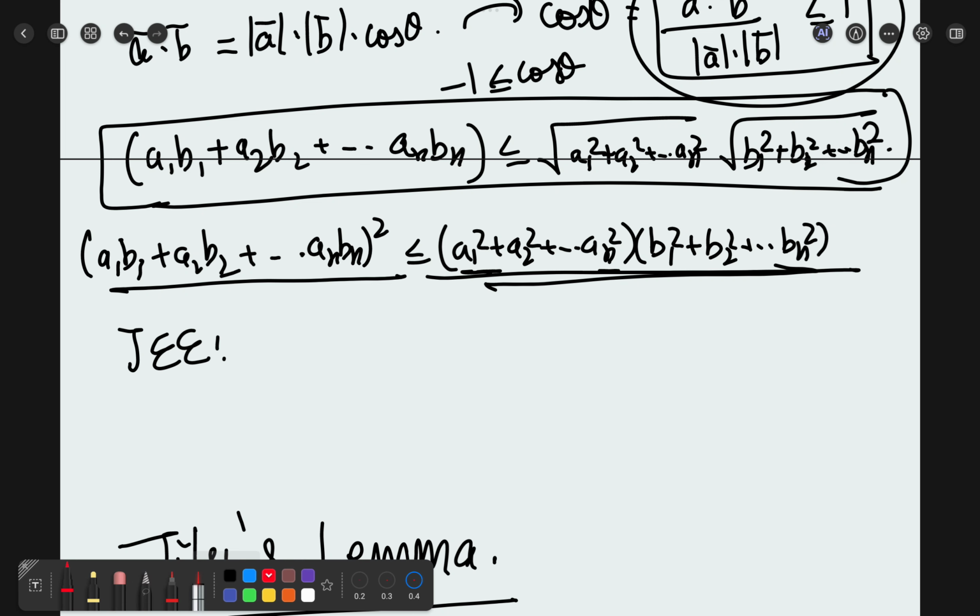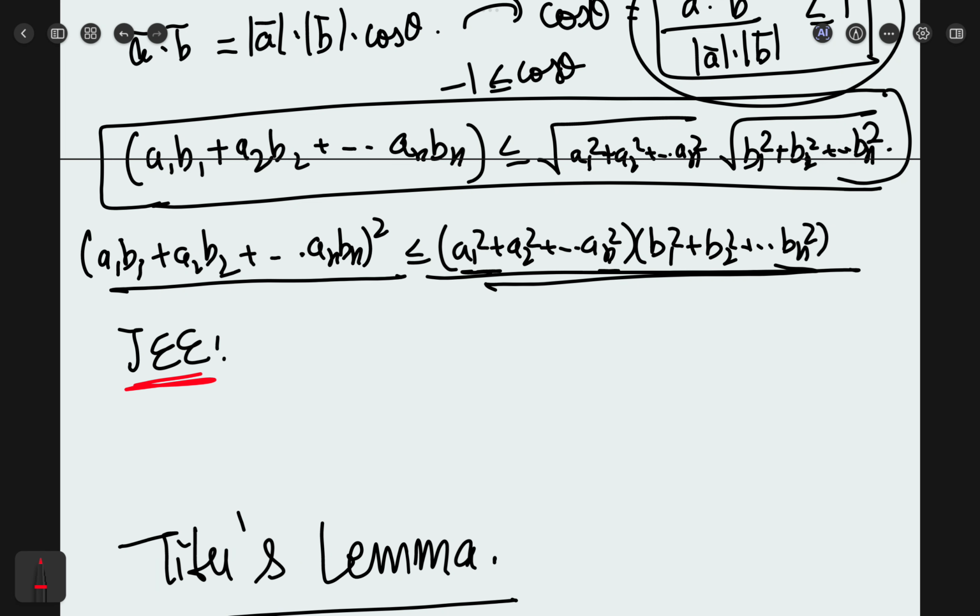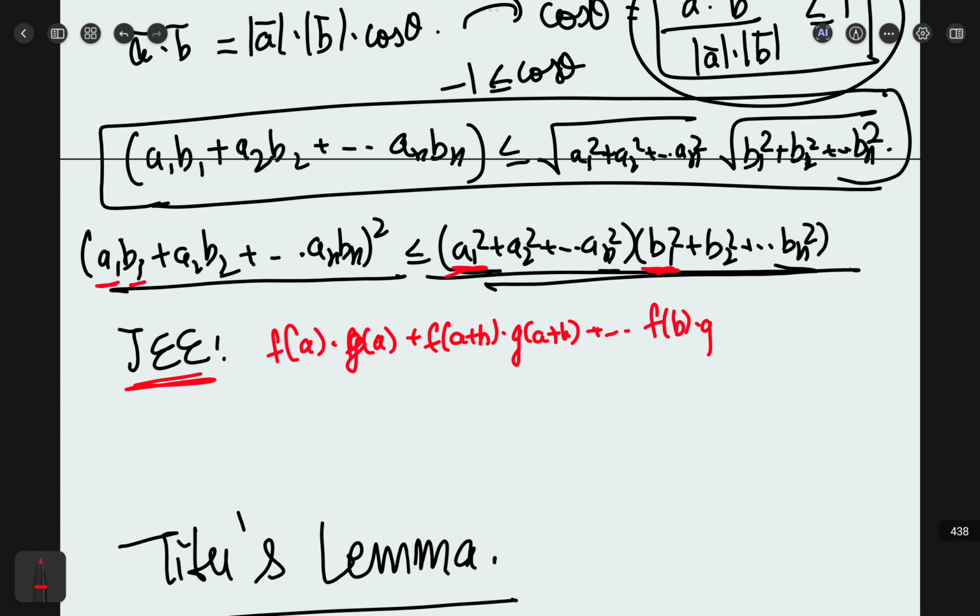Now let's try to get a form for JEE. So what I would do for this is that I would take, let's say, two functions f of x and g of x, and this would be some f square x and this would be some g square x. So I'm going to be writing something like f of a times g of a plus f of a plus h times g of a plus h, till, let's say, f of b times g of b.